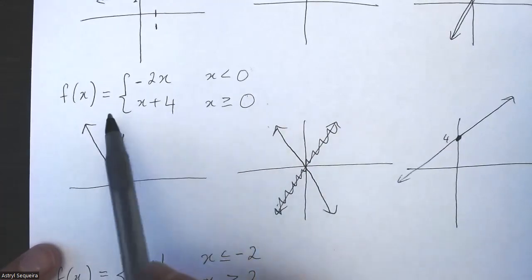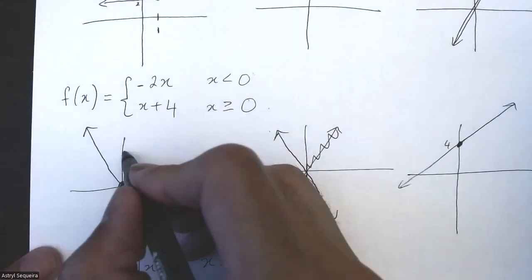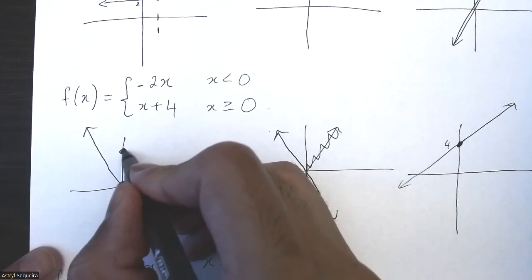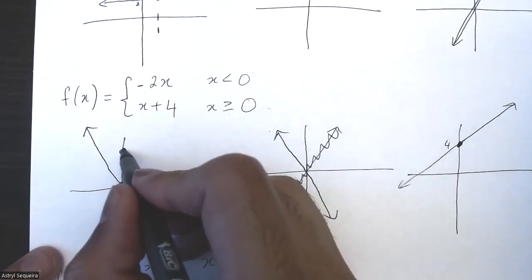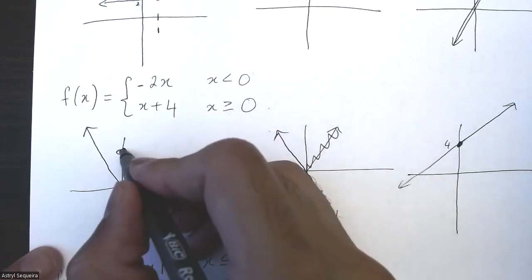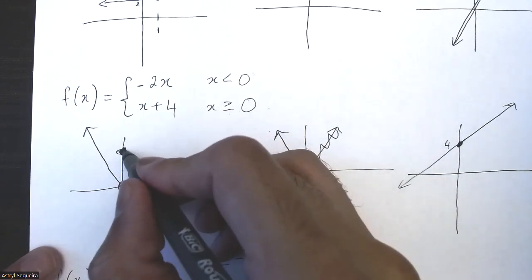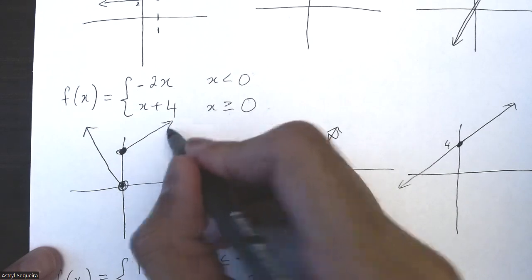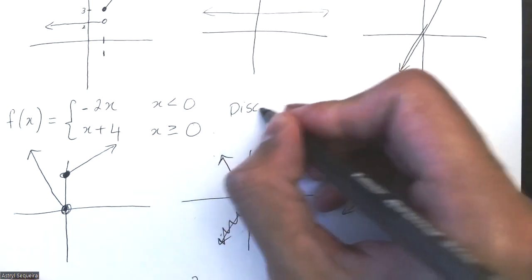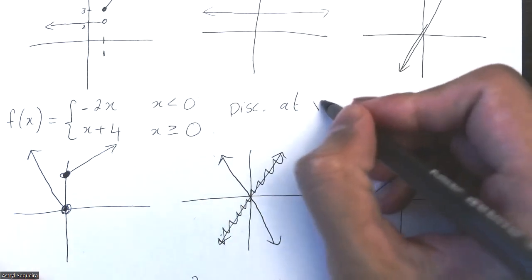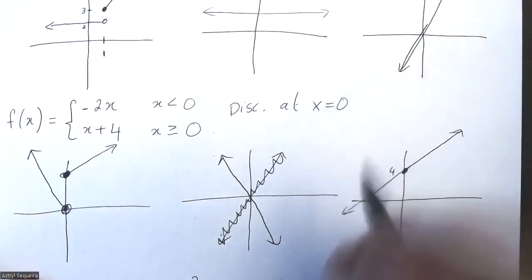For the other function, 0 plus 4 is just positive 4. And then we want to draw the right side of this function because it's greater than or equal to. I'll put in a filled dot because it's equals. And it's just going to have a slope of 1. And again, these two functions are not touching, so it's discontinuous at x equals 0.